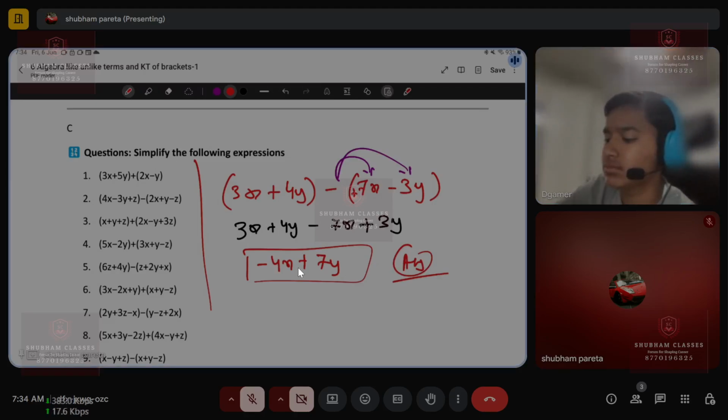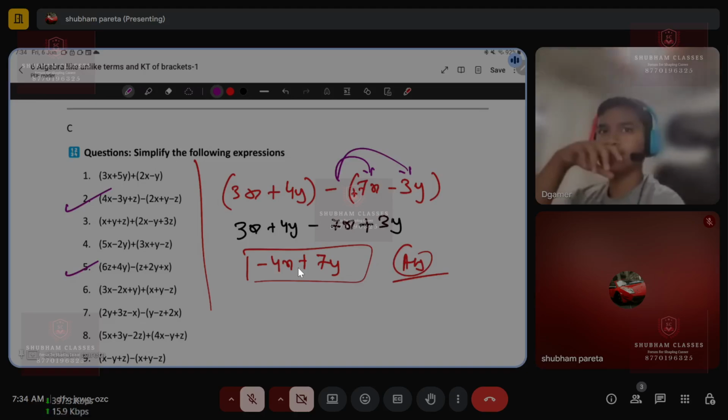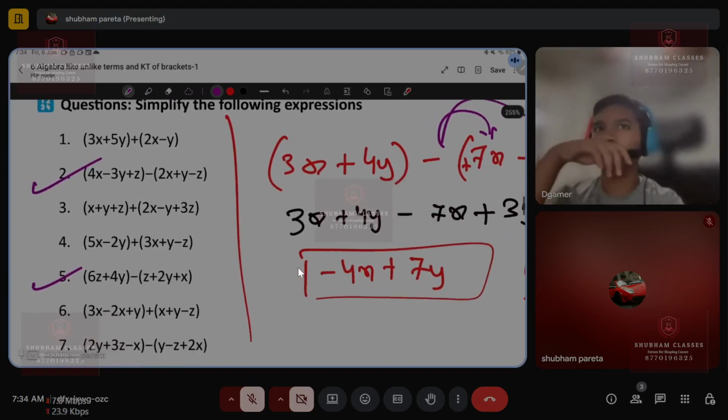So here you can solve as of now. I'm just giving you some basic questions. Positive ones you will be able to do, you do the negative one. This question, the fifth question. Just do these two questions.